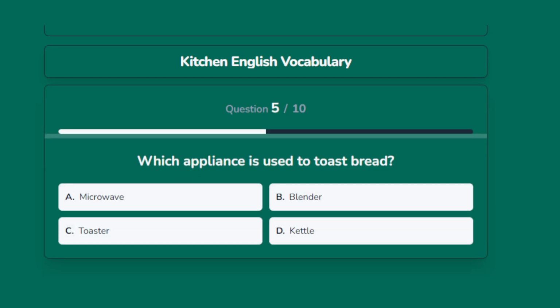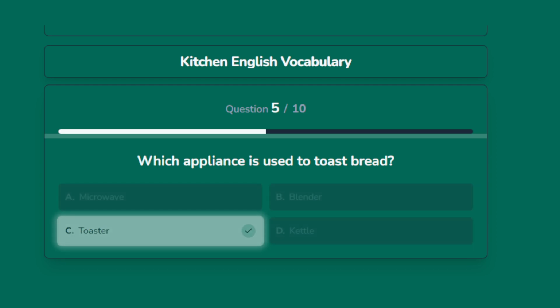Which appliance is used to toast bread? Options are A. Microwave, B. Blender, C. Toaster, D. Kettle. The correct answer is toaster.